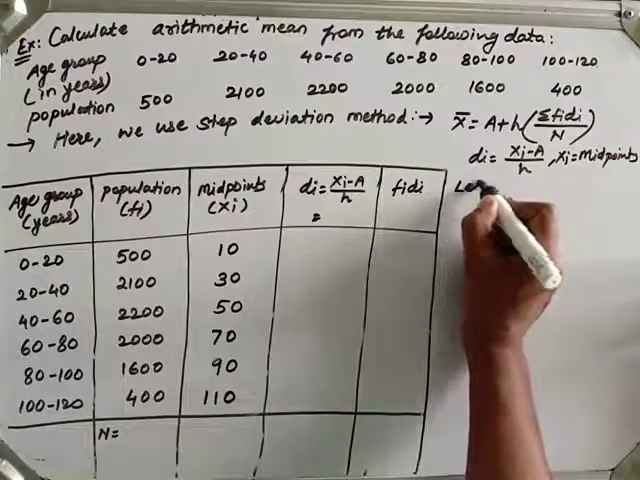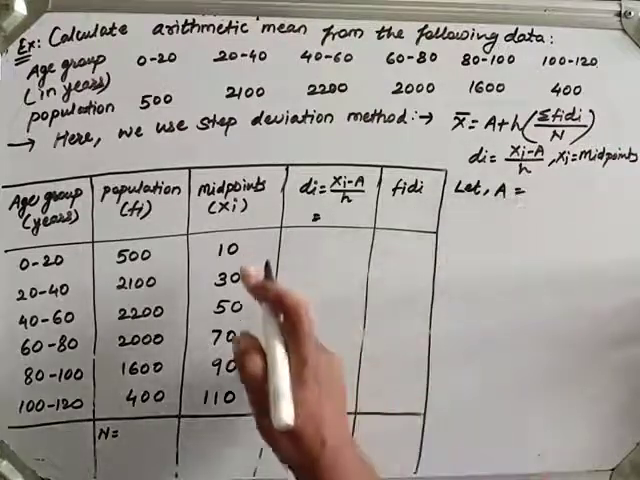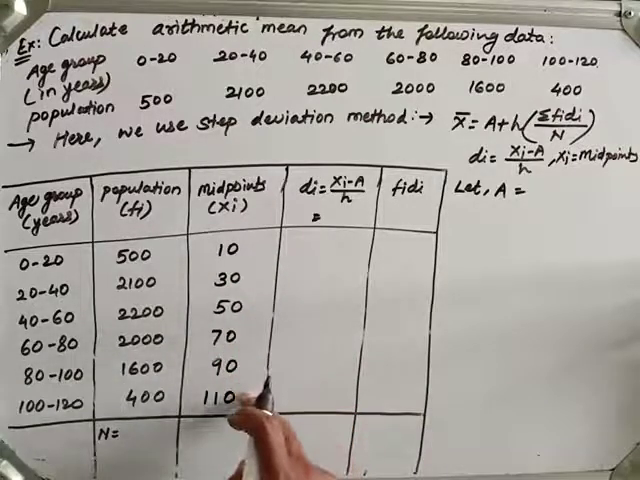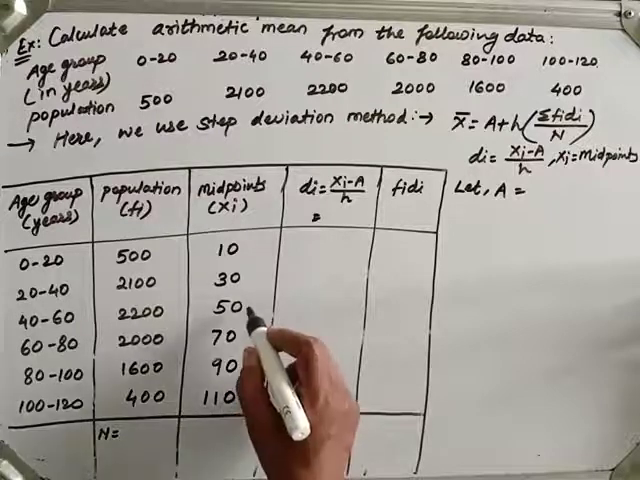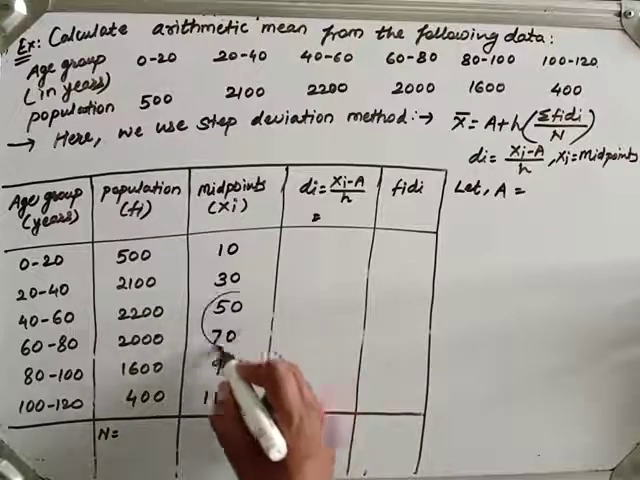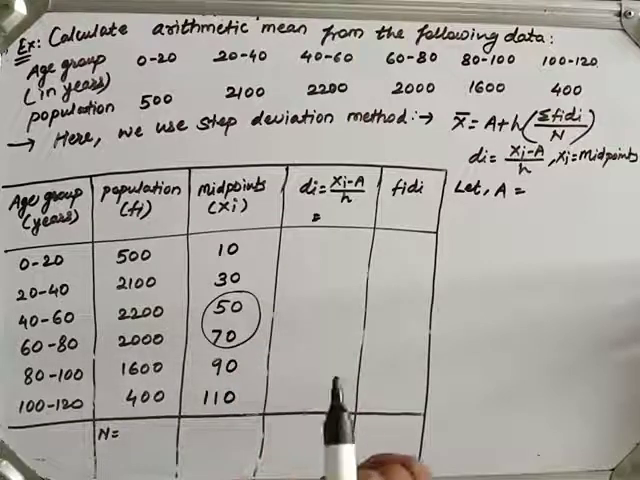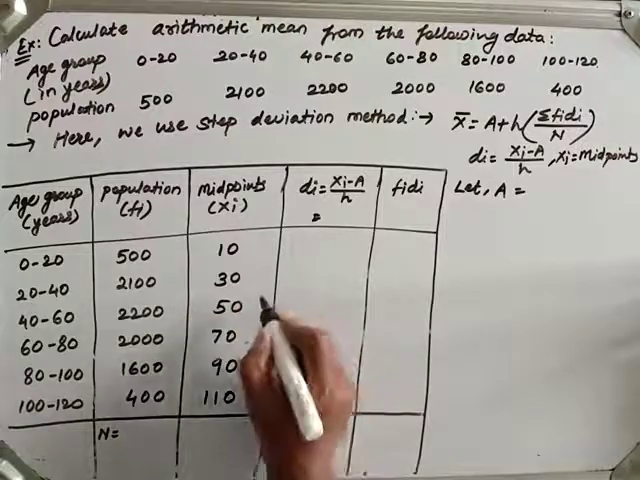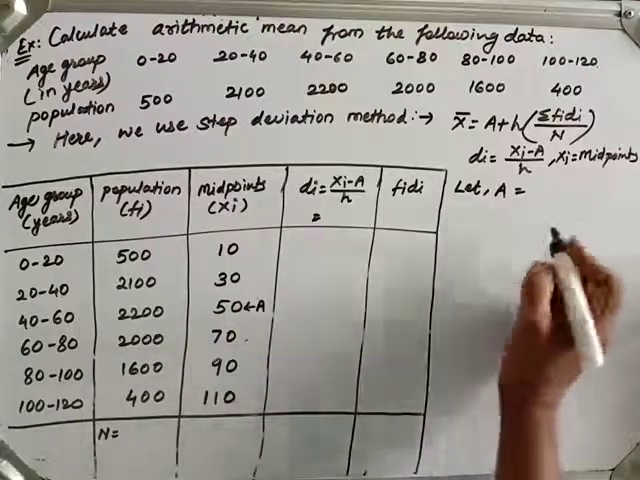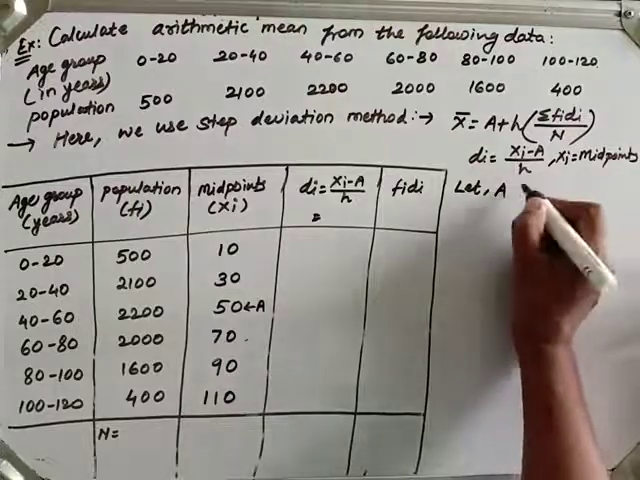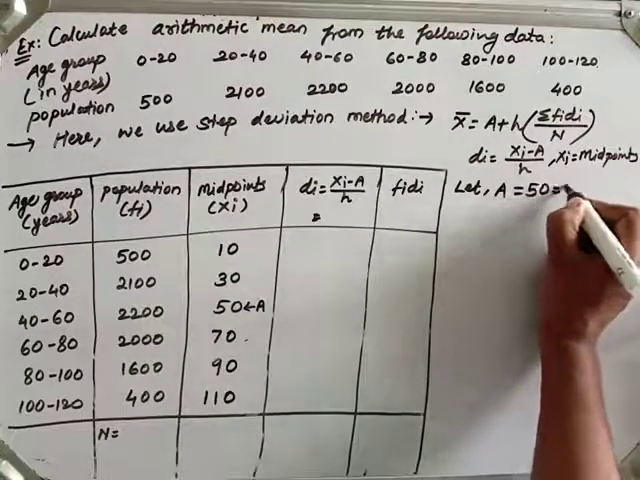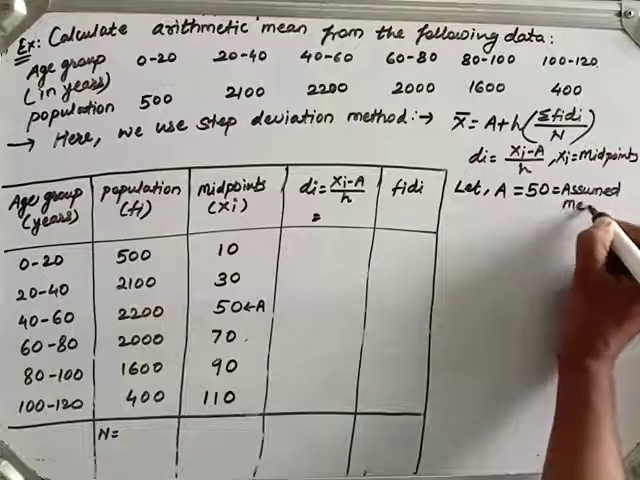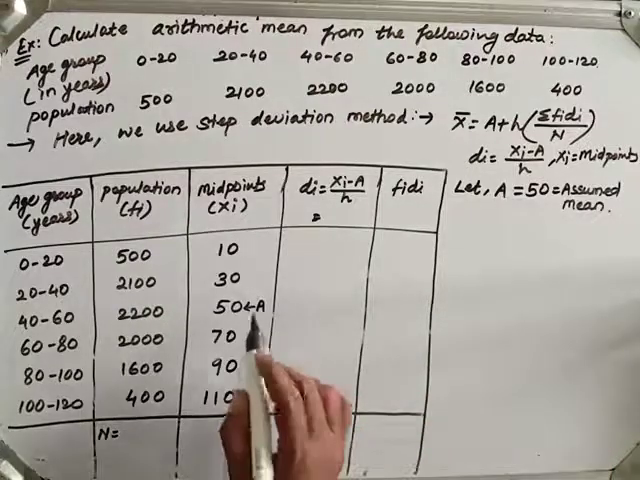Now let us assume one of them as the assumed mean. So let A, the assumed mean, be any one of them. Now look at 1, 2, 3, 4, 5 and 6. So these are even observations. So among these two, 50 and 70, we can assume any one as the assumed mean. So let me assume the assumed mean as 50. This is my A. So here I will write, let A is equal to 50. That is the assumed mean. Fine. Now this is my A.